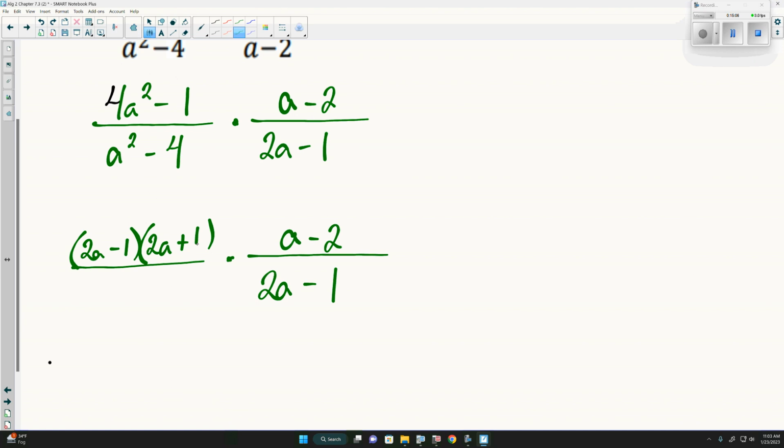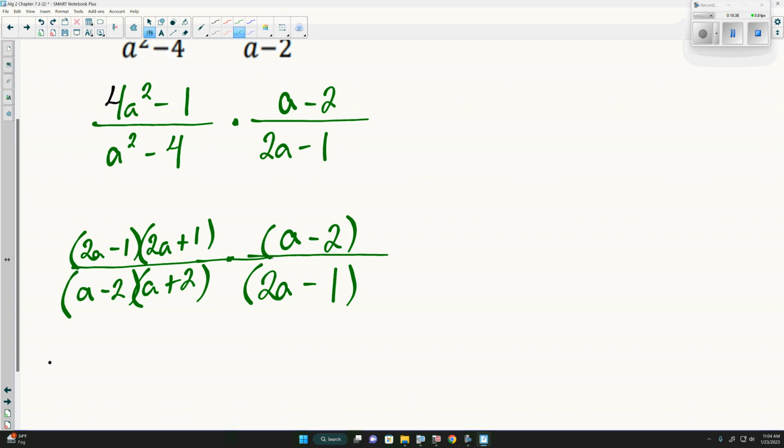a squared minus 4, is a squared minus 4 a difference of perfect squares? So a squared would be a and a. 4 is 2 and 2, so a minus 2 and a plus 2. And we can put parentheses around the other one because we are going to multiply the numerators and multiply the denominators together.